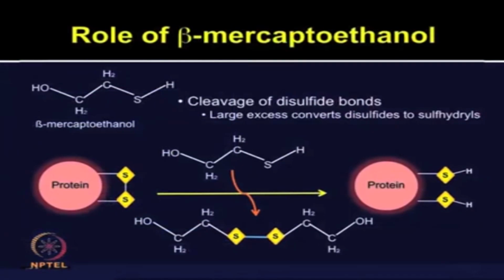What is the role of beta mercaptoethanol? Beta mercaptoethanol is commonly used to reduce the disulfide linkages in proteins, and thereby it disrupts the tertiary and quaternary structures. As you can see in the structure here in the slide, in the presence of excess beta mercaptoethanol, the disulfides or cystines can be fully converted into sulfhydryls or cysteines.